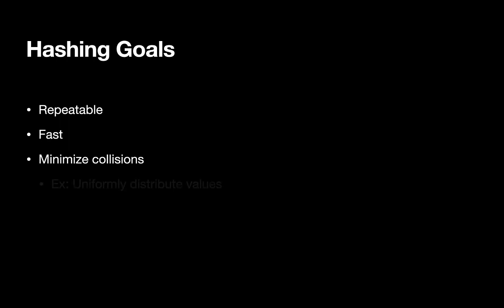Okay, so quick review of our hashing goals. Our hash function should be repeatable, it should be fast, and it should minimize collisions, but that may not actually be possible, and hopefully by minimizing collisions we can also uniformly distribute values throughout our table.